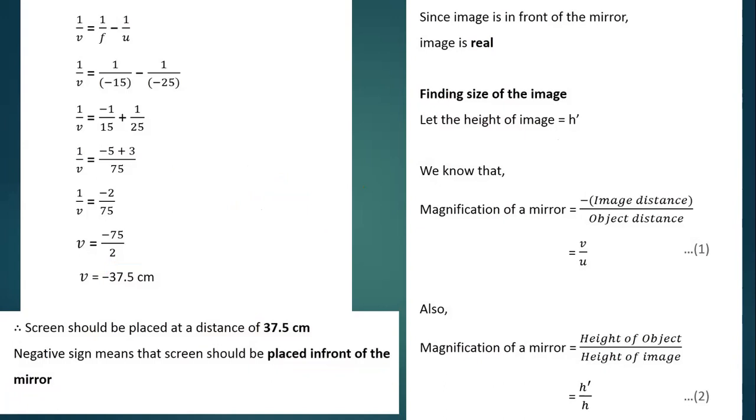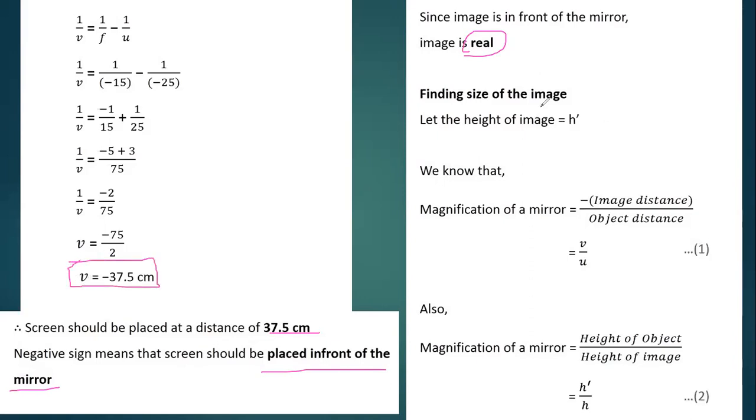Since the image is in front of the mirror, the image is real. Why is the image real? Because the image is in front of the mirror, which means that you are not extending the lines back to obtain an imaginary image. The image is real. That is why you can obtain it on the screen. Okay. So there you go. We found out the nature of the image. We found out the distance and where exactly it should be placed. These are the things I can understand from just this one particular thing.